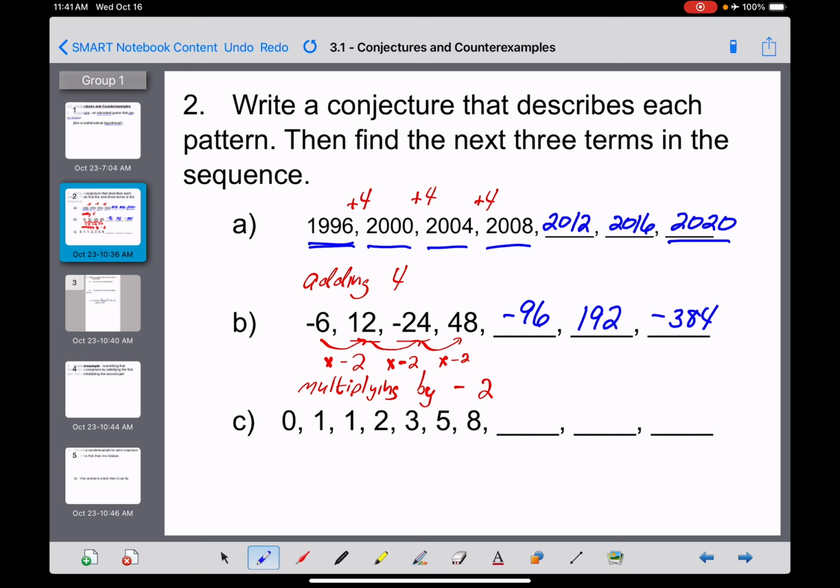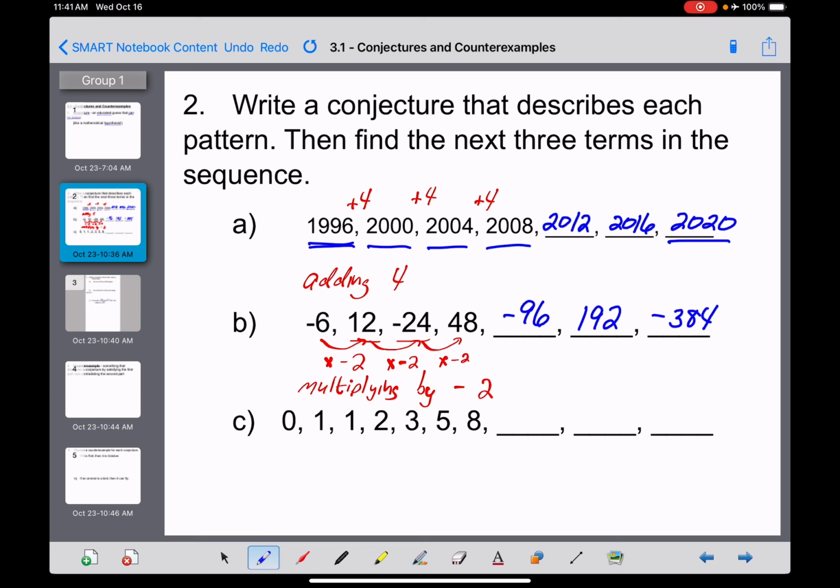Okay, so A was an addition pattern, B was a multiplication pattern, C is a little bit weird. And if we were in class, this is one I would let you guys just kind of stare at for a minute, chew on it, and see if you can make any sense out of it. So you might want to pause the video right now, just take a look at C and see if you can figure out what's happening.